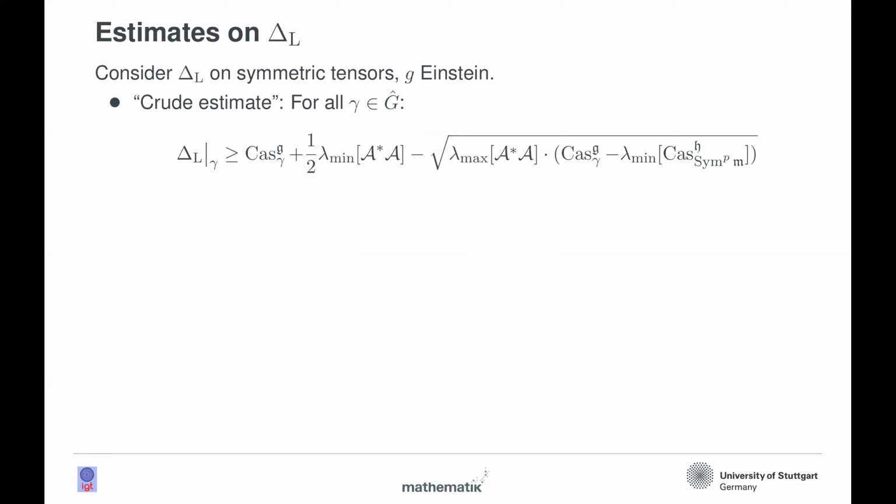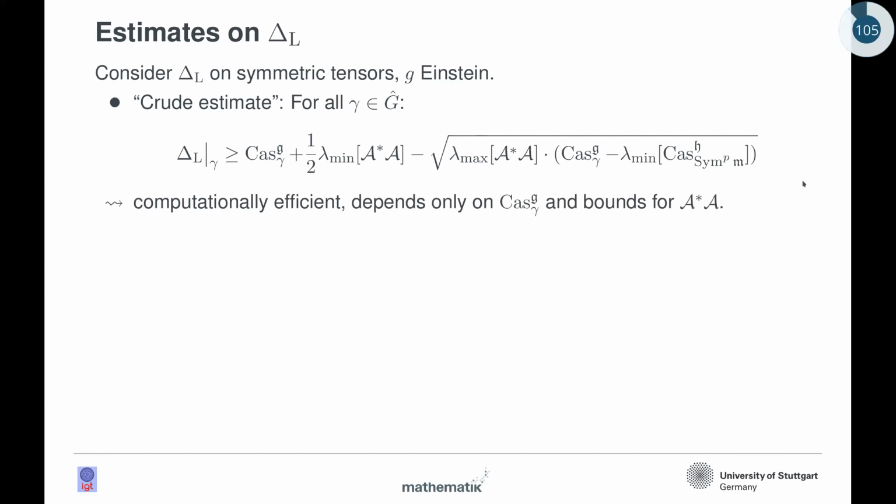But it does have the advantage that the only things that occur in here are the Casimir constant of this gamma and some bounds on this A star A term. So it's very efficient to compute. We only need to look at this A star A term once, bounded from below and above, and then compute this Casimir constant for the Fourier mode gamma, and then we already have a lower bound for the Lichnerowicz Laplacian. So this is great for implementation.